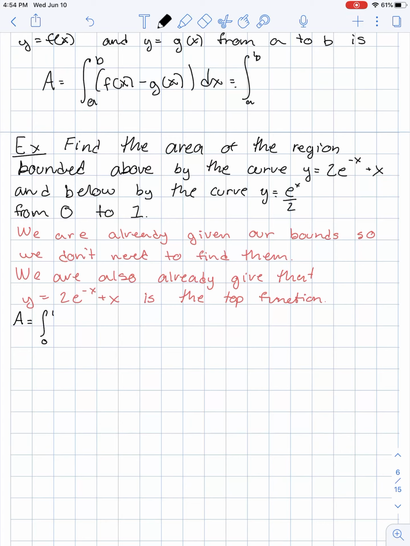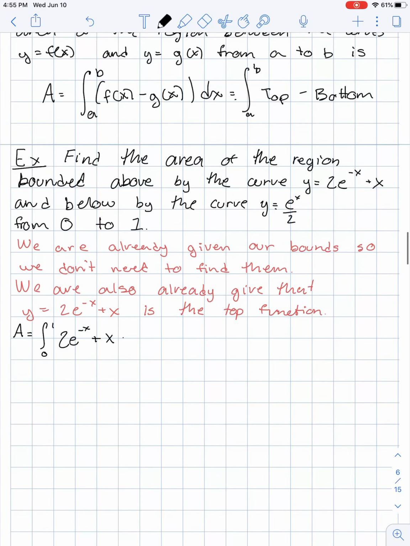A to B, top minus bottom. So who's my top function? 2e to the negative x plus x, minus e to the x over 2. When you're doing the subtraction right here, make sure you're subtracting the whole entire function so that you don't forget to distribute that negative to other terms. That'll mess up your whole problem. I'm warning you now.